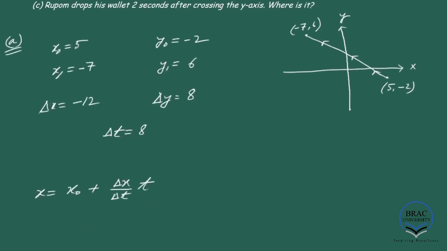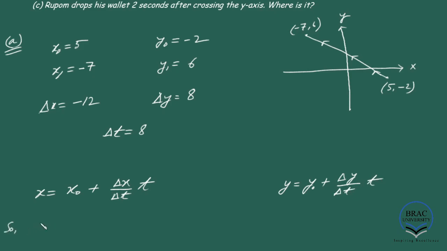Alright, so once we do that, we'll be able to find Rupam's location at any point in time in that straight line. I'll elaborate on that in a bit. So for the y coordinate, it is y naught plus del y divided by del t times t. Now you just plug in the values.